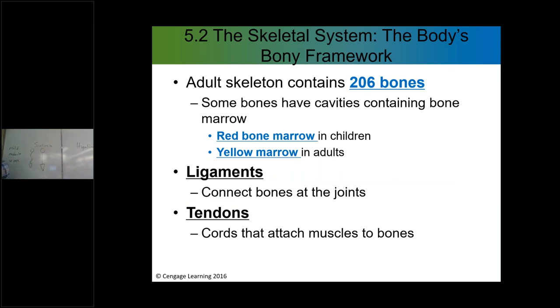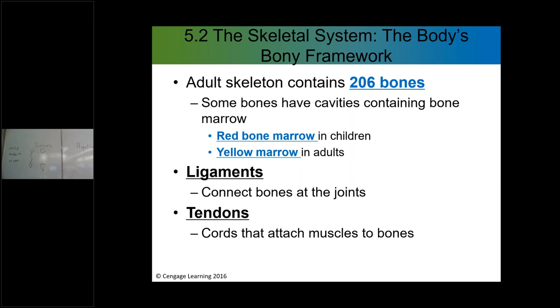All right. So adult skeleton, 206 bones, red marrow, yellow marrow. I talked to you about red marrow and yellow marrow, right? So it's in the shaft, it's inside of, and it's also at the ends of bone, right? And what it's doing is red marrow produces blood cells.